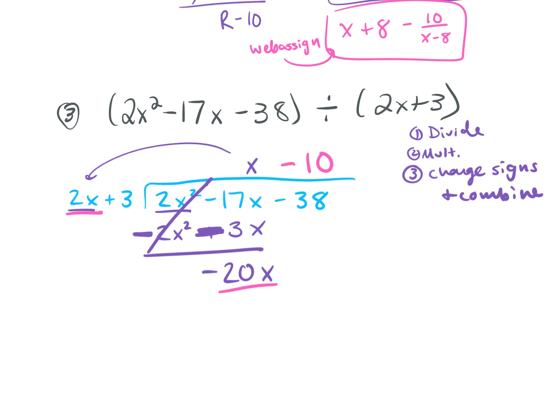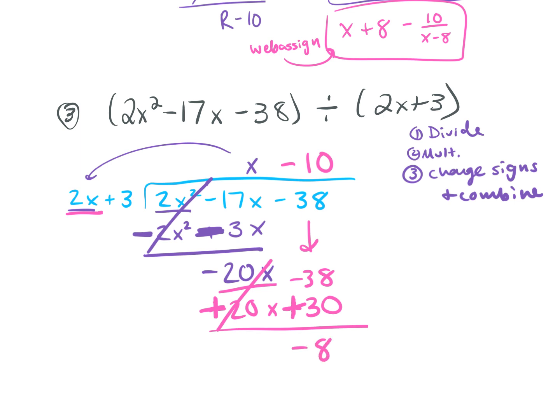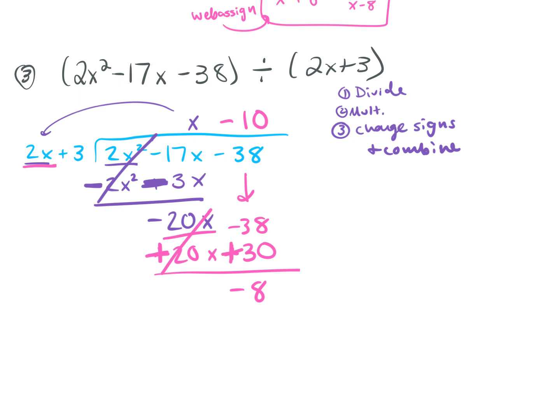What's negative 20x divided by 2x? Negative 10. Awesome. Negative 10 times 2x would be negative 20x. And negative 10 times 3? Negative 30. What do we do next? Change the signs and combine. Negative 20x plus 20x cancels. We have negative 38 plus 30 would be negative 8. So negative 8, can we divide any more? Nope, that is our remainder.